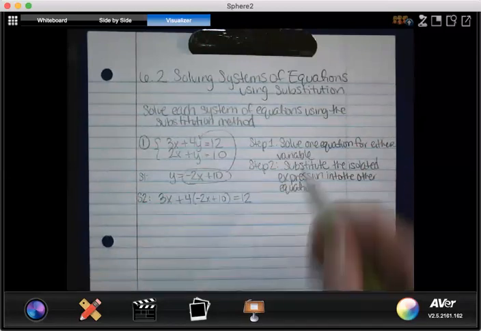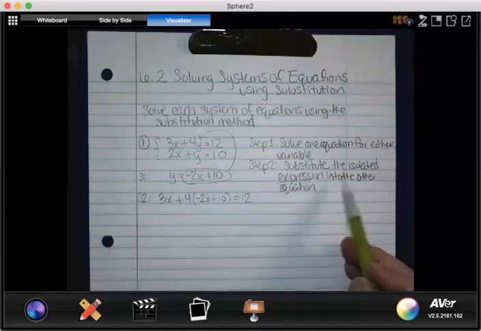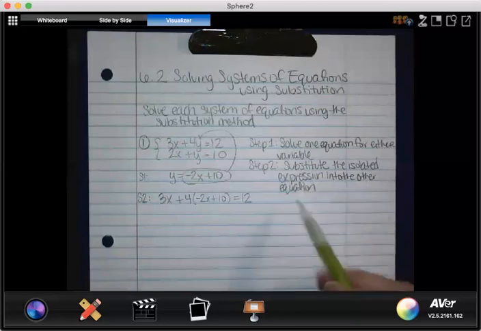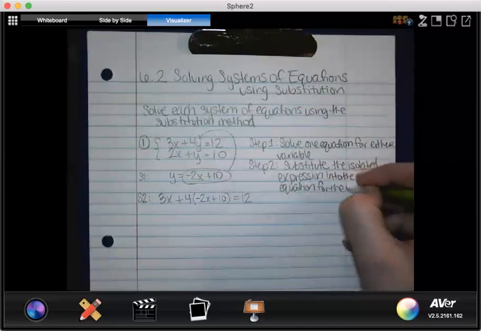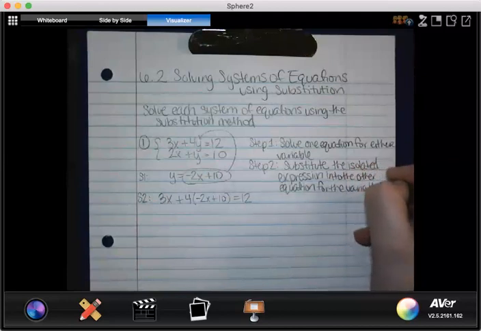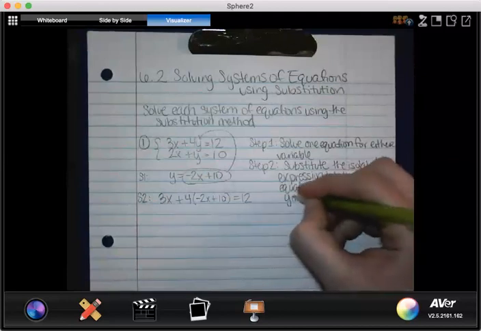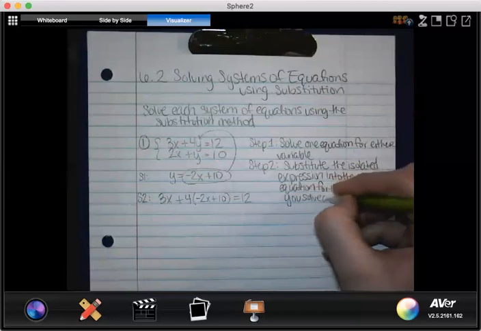Oh, and I didn't specify that in step 2. Substitute the isolated expression into the other equation for the variable you solved for. I said it, I didn't write it.